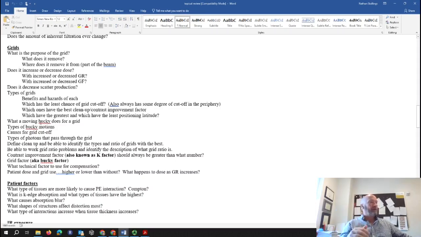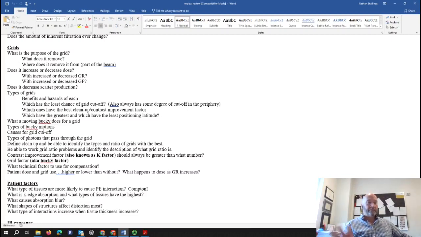Anytime that you have a grid, you're going to absorb not just the scatter radiation, but also some of the primary beam. If you magnify it up enough, you might be able to see the grid strips. What a moving Bucky does is blur out those grid strips. It moves back and forth, or it moves around in a circle. That would be reciprocating back and forth and oscillating in a circle. Those are your two types of motion.